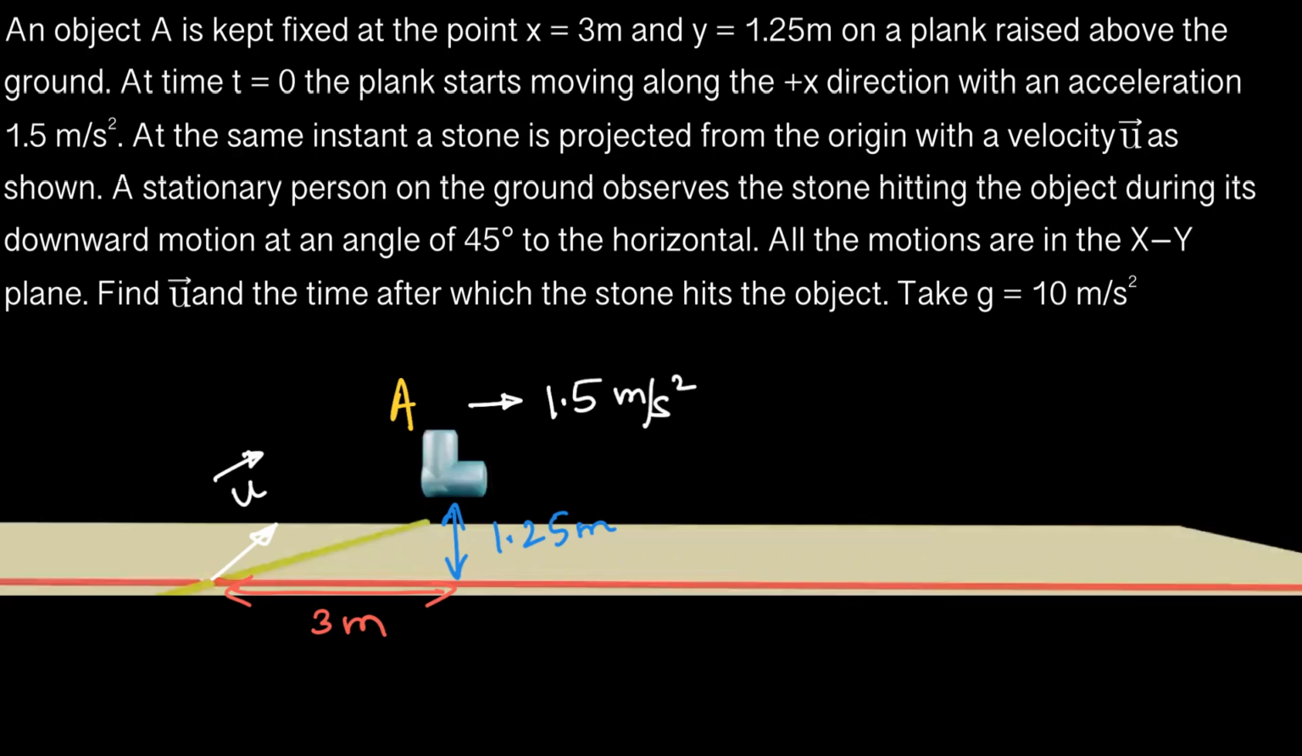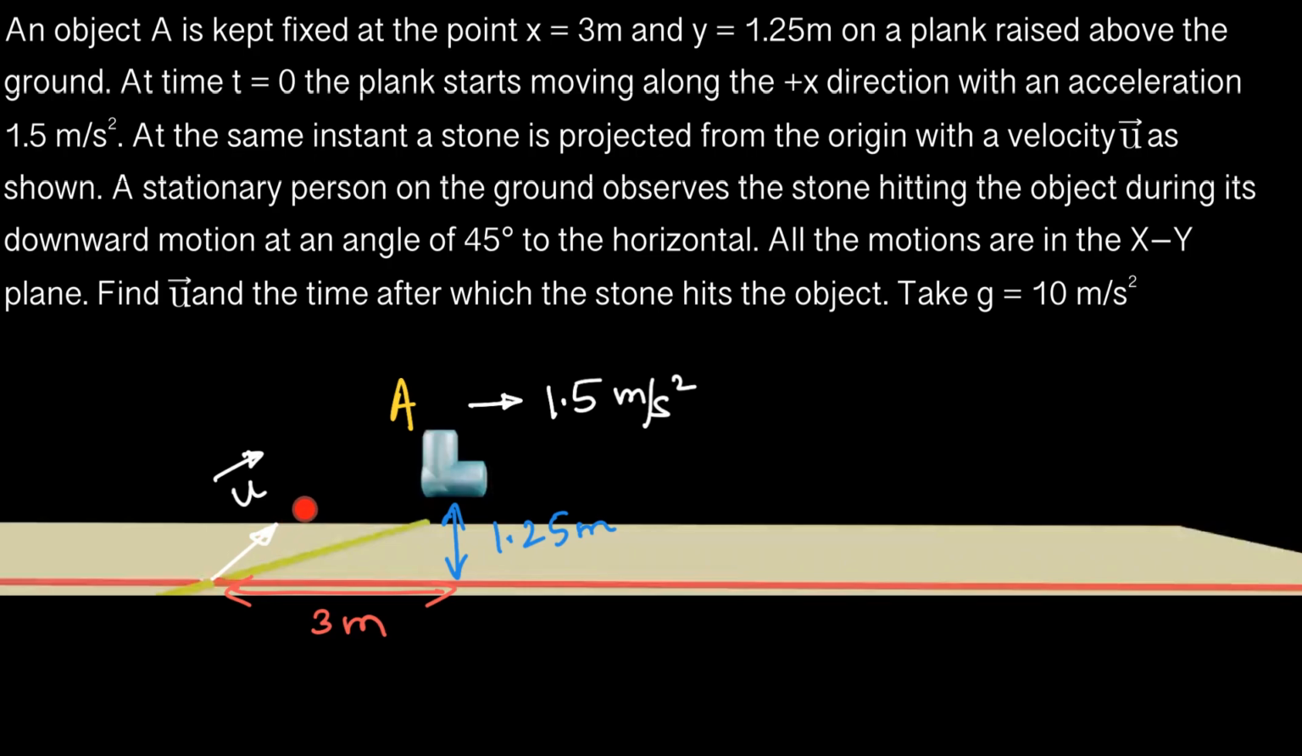Let us look at this JEE 2000 question, a 10 mark question. What is given here is there is a body A. This is at coordinates x equal to 3 meters and y equal to 1.25 meters. Right now, it is at rest and it starts moving in this direction with acceleration 1.5 meters per second square.